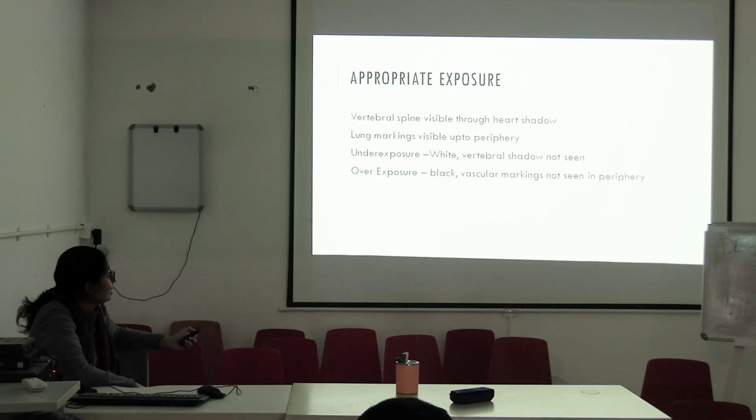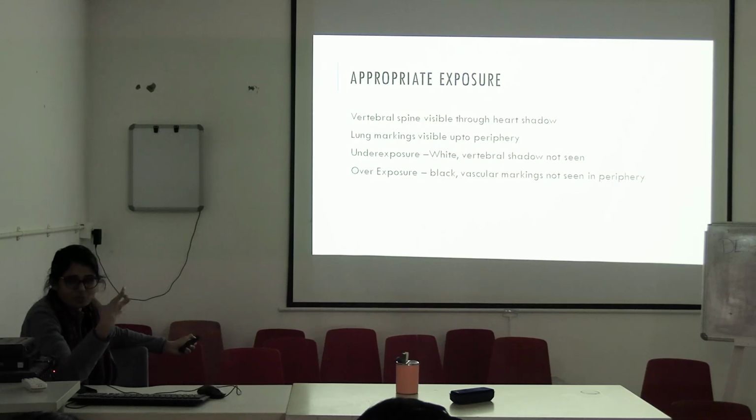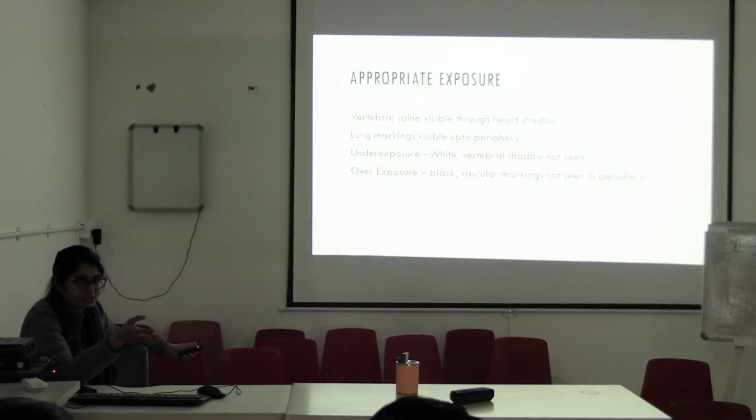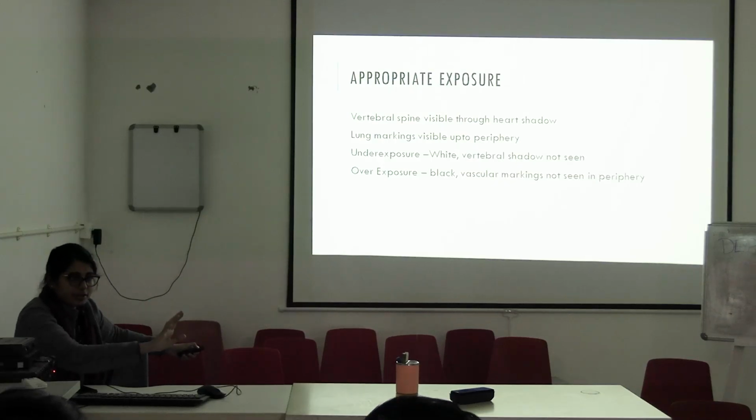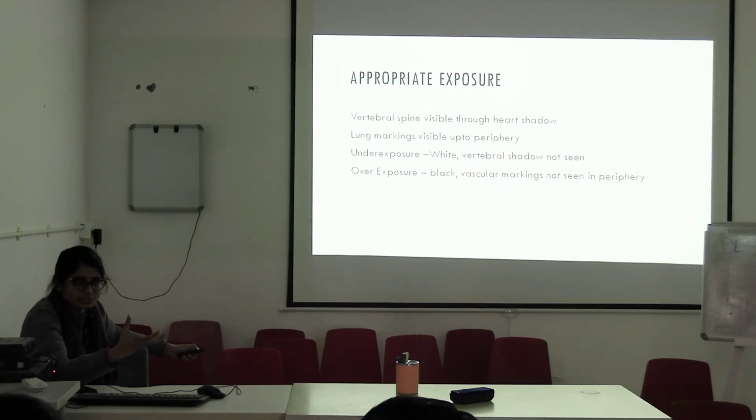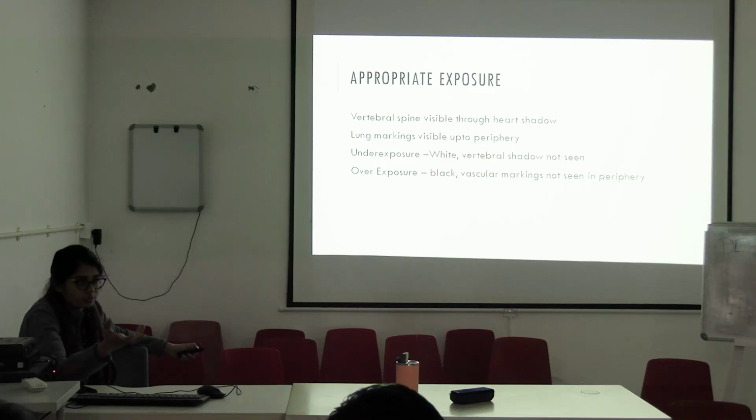Then when will you get underexposure? An underexposed X-ray will be more white. The first one was a bit more white, and the vertebral shadow is not seen at all. But overexposure means the film will be more black and vascular markings are not seen in the periphery. Understood? So more white is bad also. There are some pathological conditions like consolidation and collapse where you will get white. But when structures are generally normal and the film is more whitish, it is usually underexposed. And if it is more black, it is overexposed.